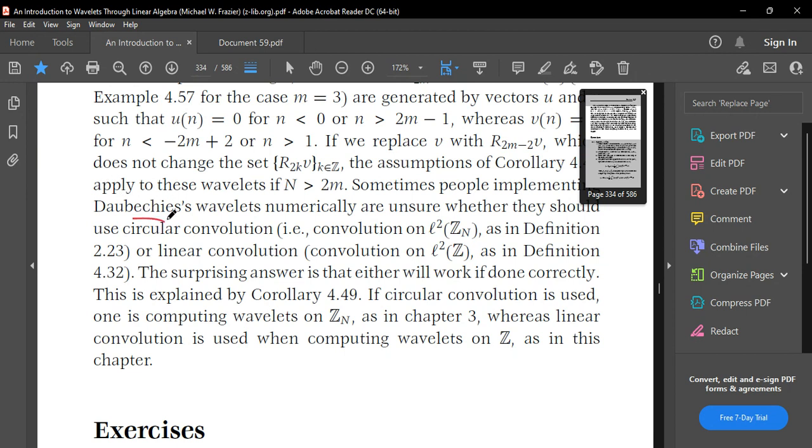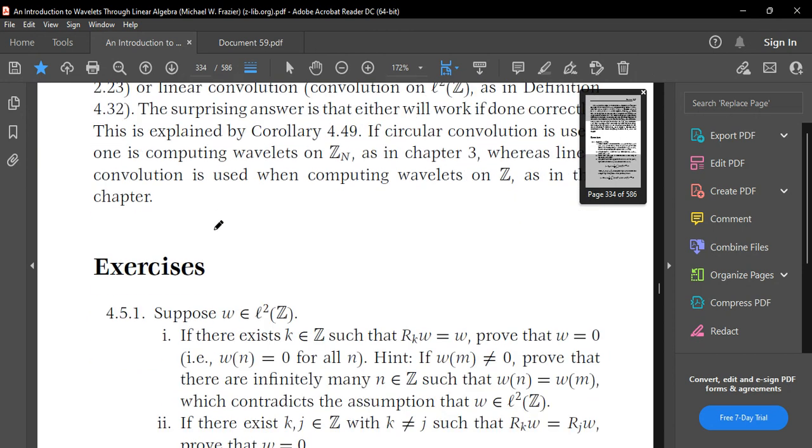Here also some items are there: Daubechies wavelets. You will study this after that. Okay, this completes this section 4.5. Okay, thank you.